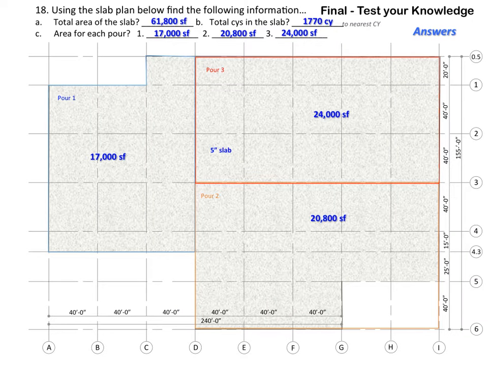Number 18, the slab placements 1, 2, and 3. Number 1 is 17,000 square feet. Number 2 is 20,800 square feet. Number 3 is 24,000 square feet, a total of 61,800 square feet, and gave you 1,770 cubic yards.